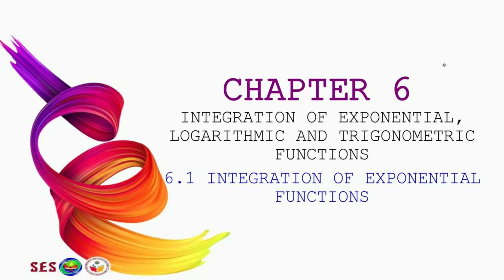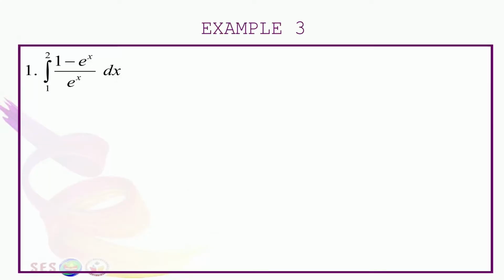Assalamualaikum and hi everyone. So today we proceed with chapter 6, Integration of Exponential, Logarithmic and Trigonometric Function, subtopic 6.1, Integration of Exponential Function. Now we go to example 3, question number 1, where we have a definite integral, the limits from 1 until 2, (1 minus e^x) over e^x with respect to x.